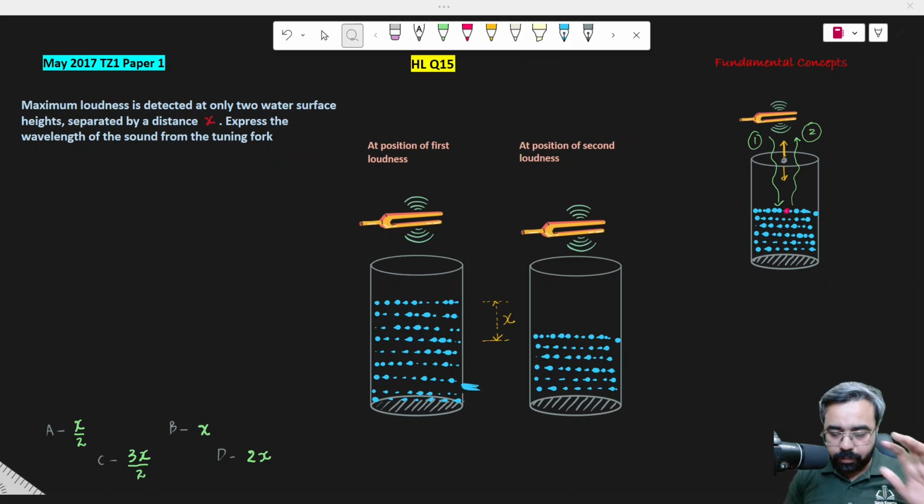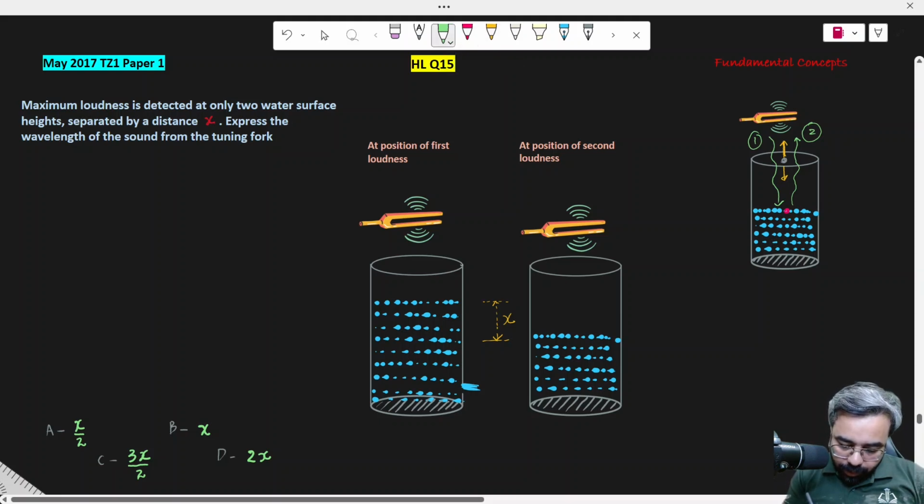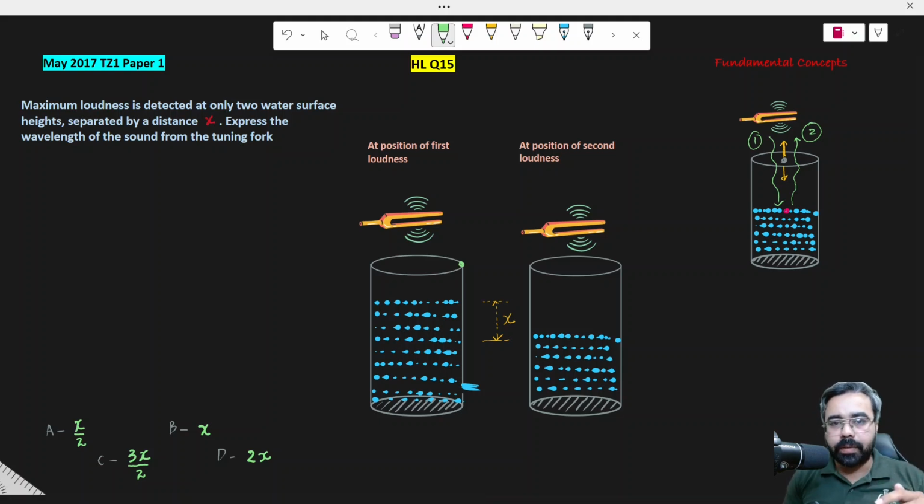So look at the first loudness position. As I told you, the first harmonic standing wave is produced. There should always be an antinode at the open end, because the particles can vibrate with their maximum amplitude at the open end. So that's why we will always have an antinode. And at the surface of the water we will always have a node, because the motion of the particles is restricted. So the first harmonic should be like this, and this part will be the dotted one. Okay, so this is the first harmonic.